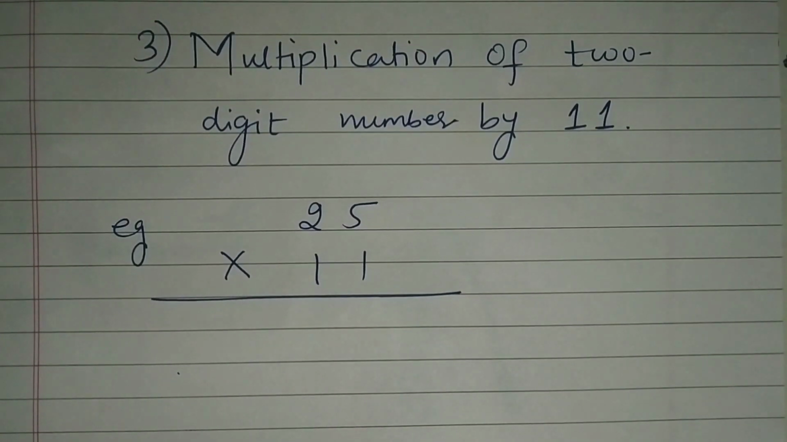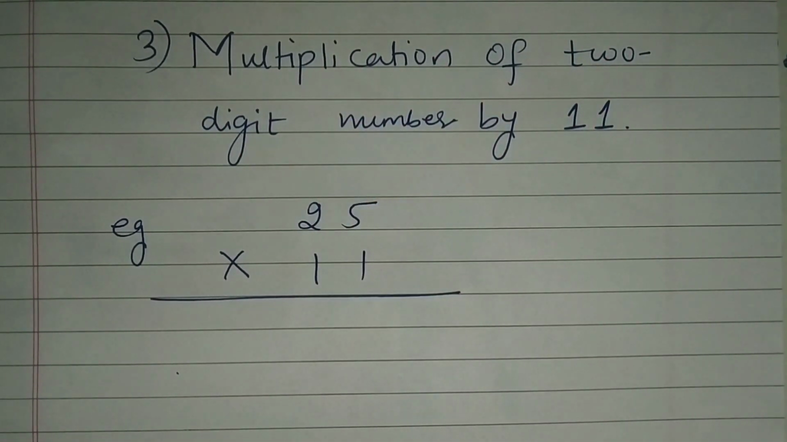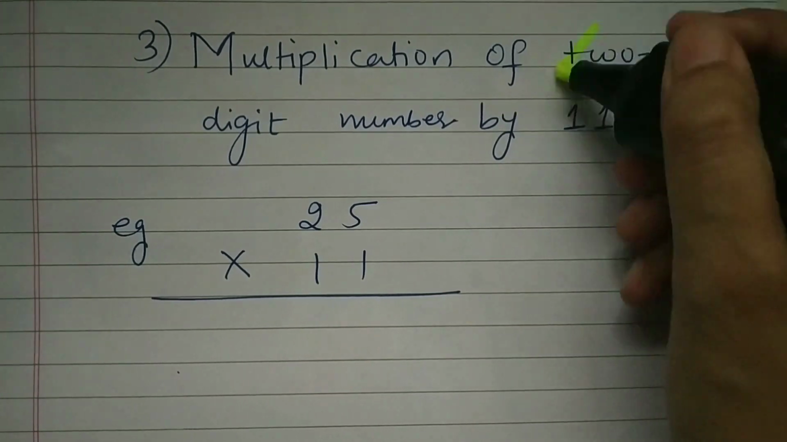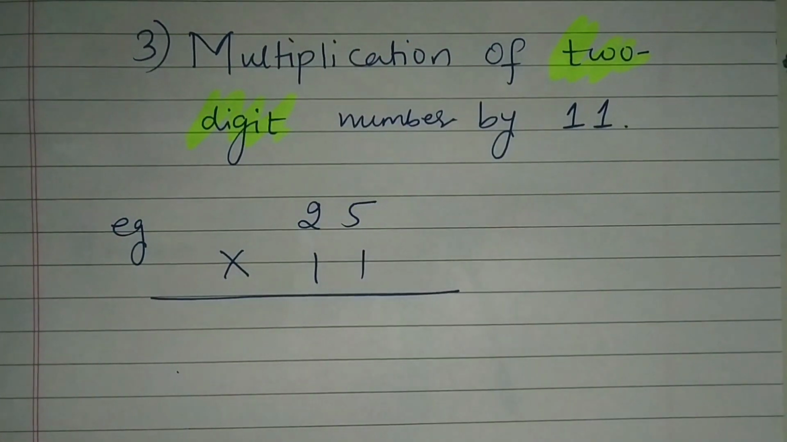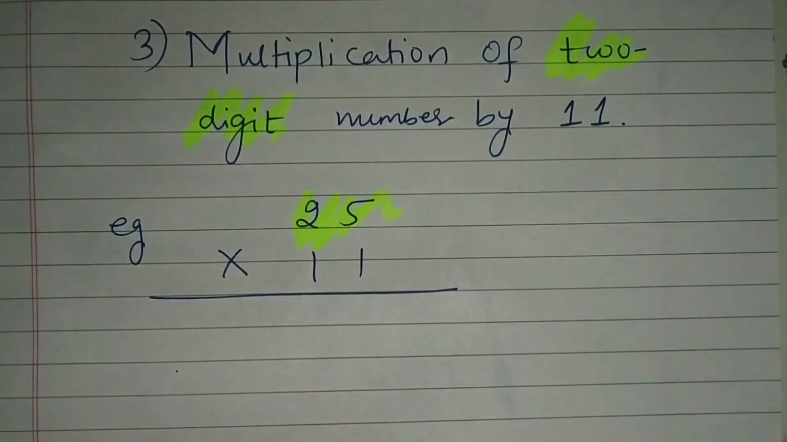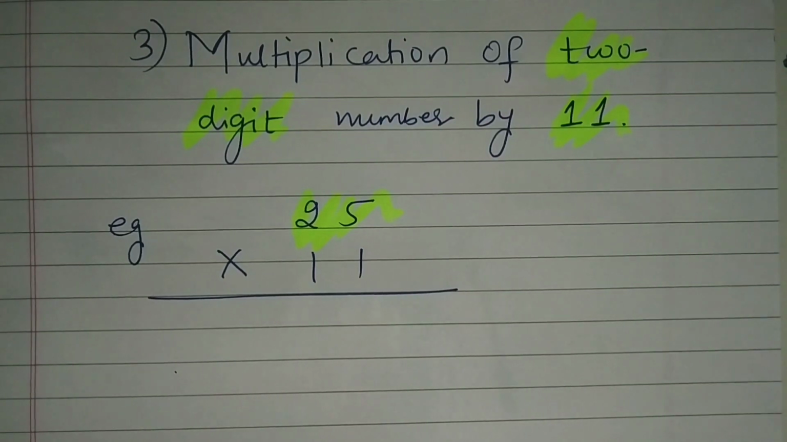Okay everyone, now let us learn the third trick, that is multiplication of any two-digit number by 11. See, here we will be multiplying any two-digit number. It could be any two-digit number. For example, I have chosen the number 25 and we are going to multiply it by 11. So, what is the trick?